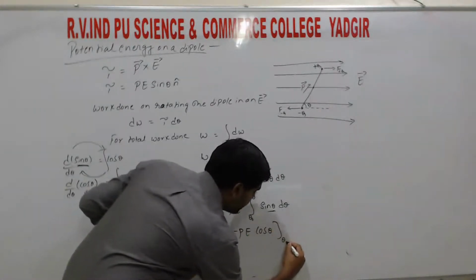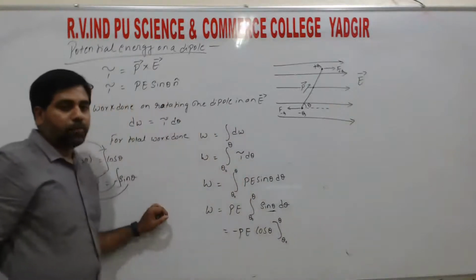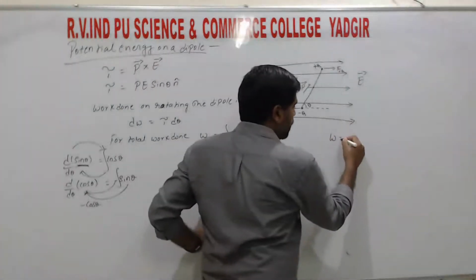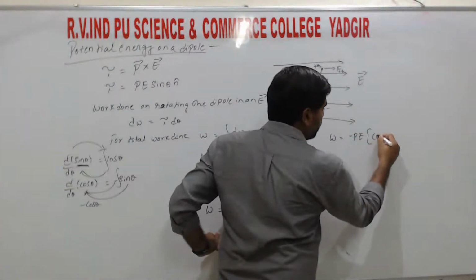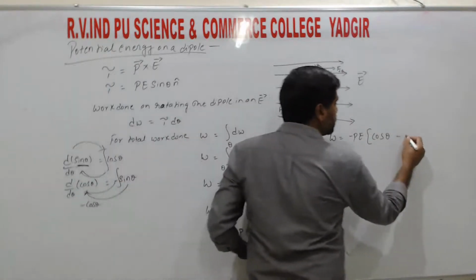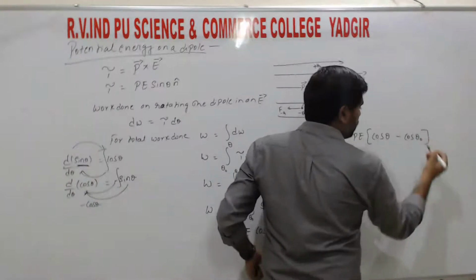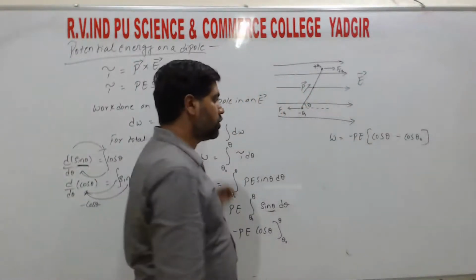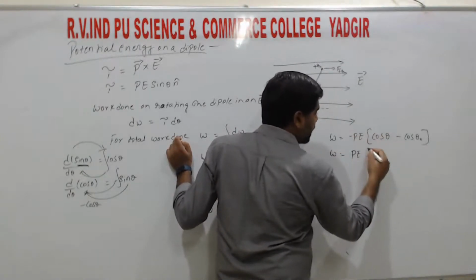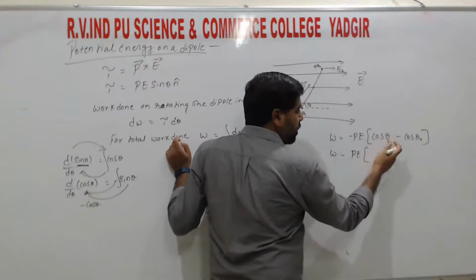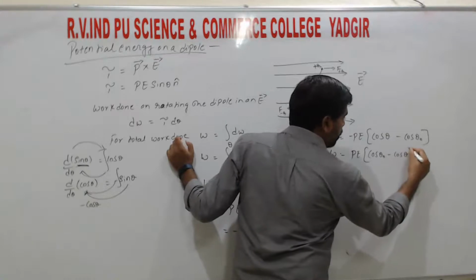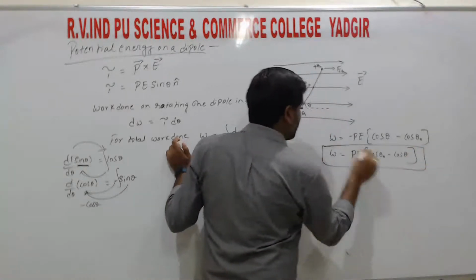Now we are applying the limits. Theta naught is the lower limit and theta is the upper limit, right? So W is equal to minus PE, first applying the upper limit, cos theta minus cos theta naught, right? Now the minus outside is shifted inside the brackets: minus into plus gives minus and minus into minus gives plus, so it becomes cos theta naught minus cos theta. This gives the work done.